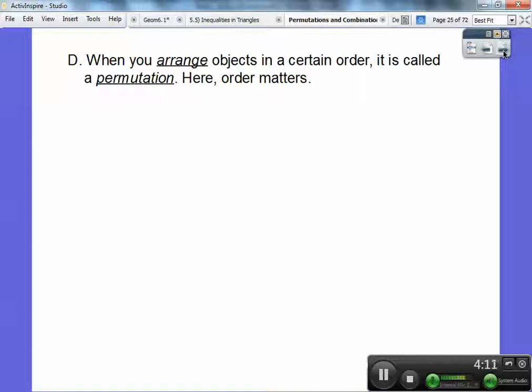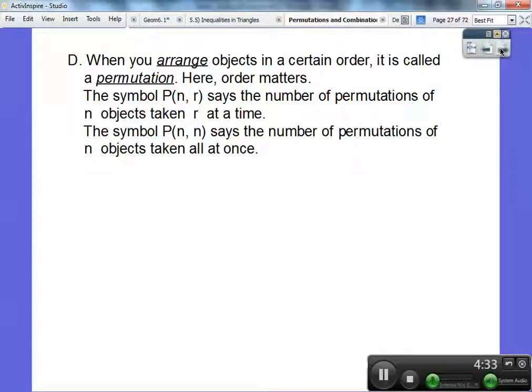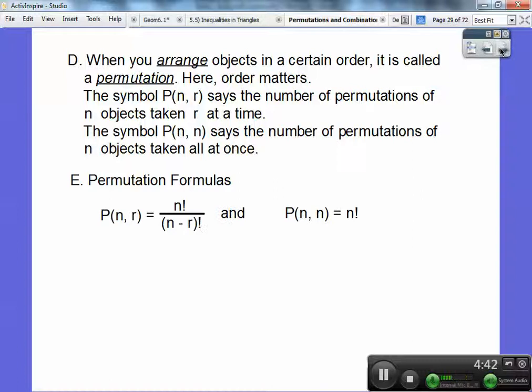When you're arranging objects in a certain order, it's called a permutation. Where order matters, it's called a permutation. So if you see the word arrangement, think permutation, you guys. The symbol P(n, r) says it's the number of permutations of n objects taken r at a time. The symbol P(n, n) says the number of permutations of n objects taken all at once, and we have examples of both of those. So here's our formula for permutations.